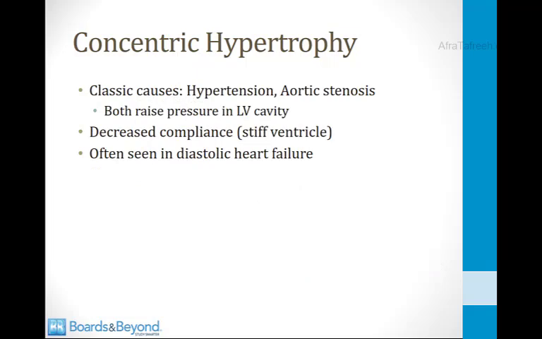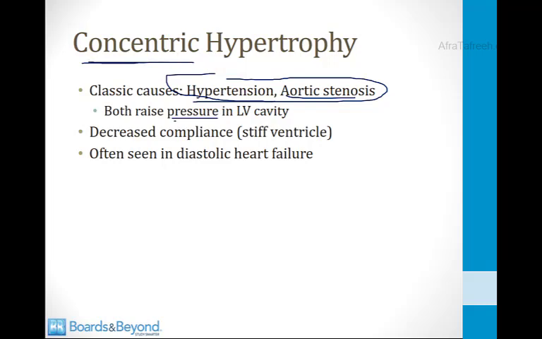So the two classic causes of concentric hypertrophy are systemic hypertension and aortic stenosis. In both of these conditions, the pressure inside the left ventricular cavity gets very high, and that leads to concentric hypertrophy. No one really understands the biochemical mechanisms that lead to eccentric hypertrophy in some cases and concentric hypertrophy in other cases, but the bottom line is these high pressure disorders like hypertension and aortic stenosis are associated with concentric hypertrophy. In addition, anytime you have concentric hypertrophy and thick walls of the left ventricle, you get decreased compliance and a stiff ventricle. And for that reason, in many cases of diastolic heart failure, which I talk about in the heart failure section, you see evidence of concentric hypertrophy when you do imaging of the heart.